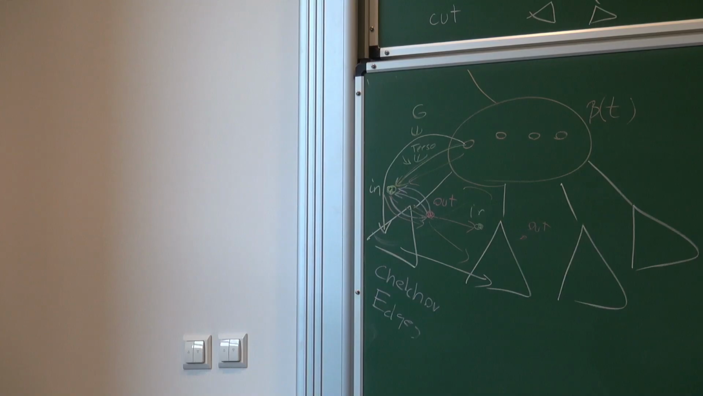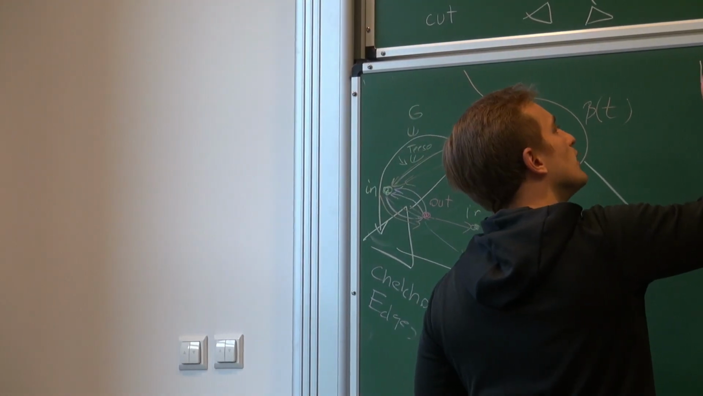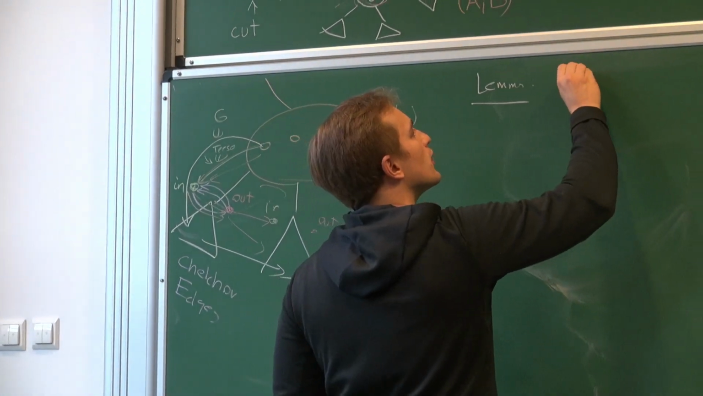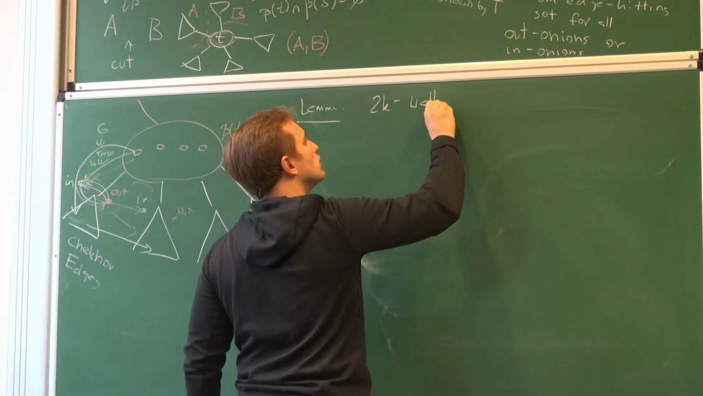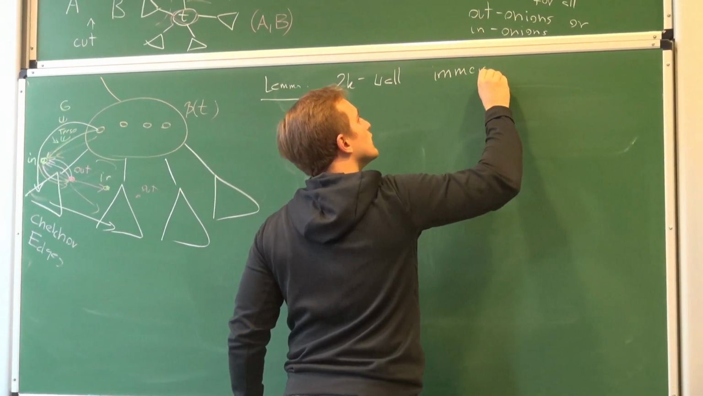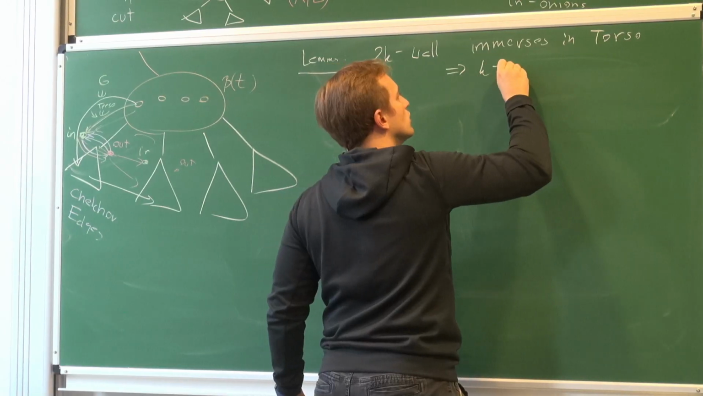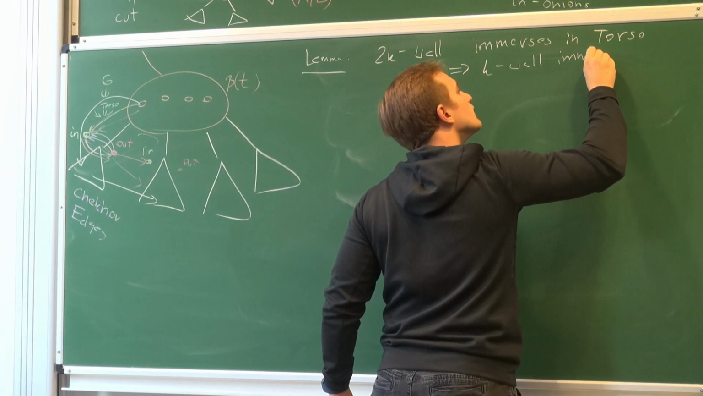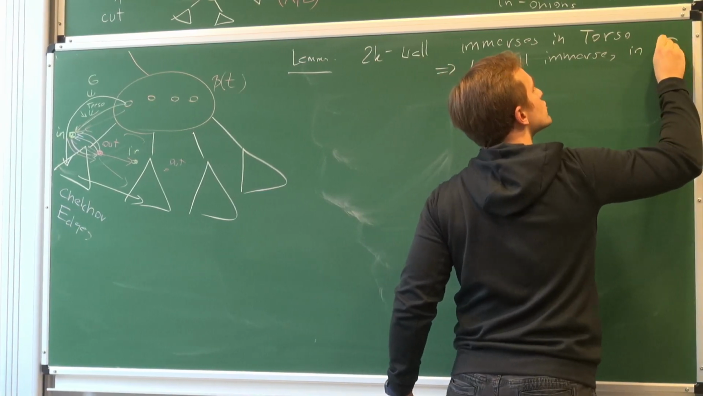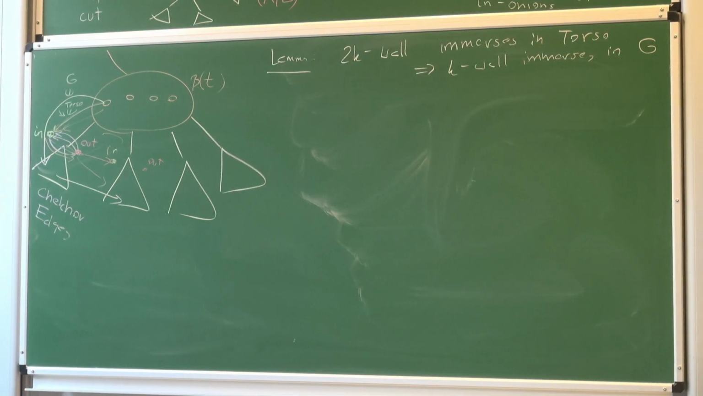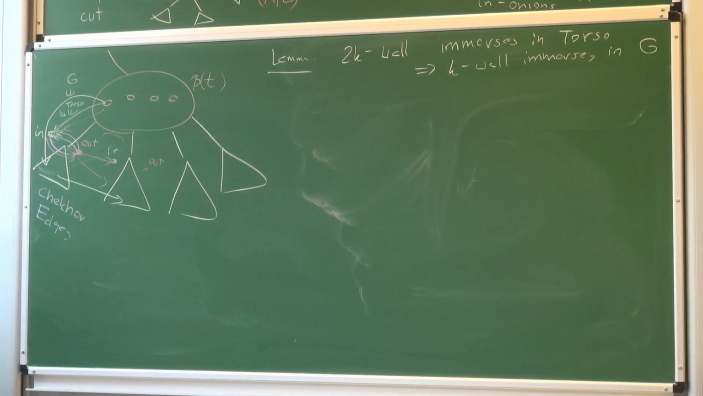And this is captured by the property, the lemma. So if a 2k wall immerses in the torso, then a k wall immerses in the original digraph. So torso is this bar beta plus these two plus two vertices per each child, and you drop the vertices that are outside. Yes. We should believe that someone.